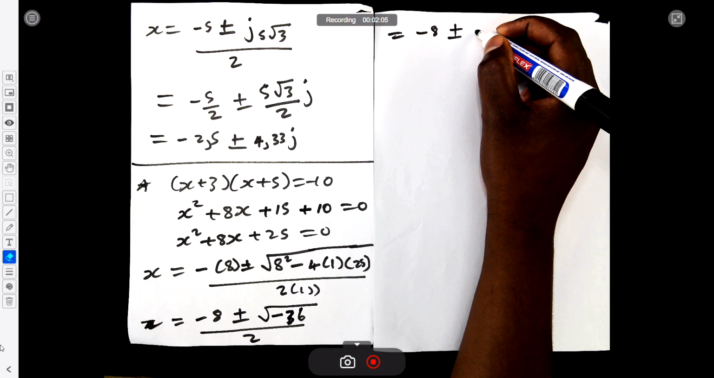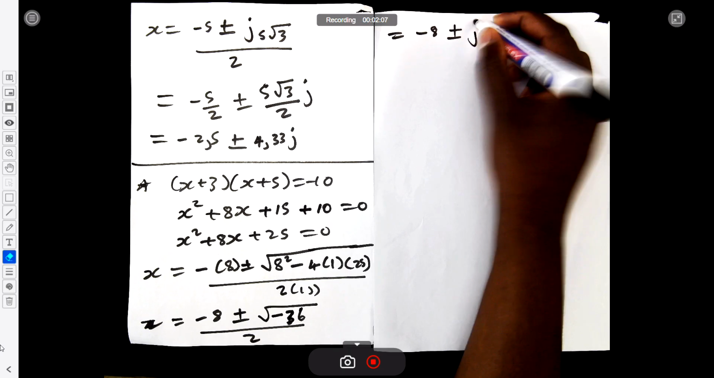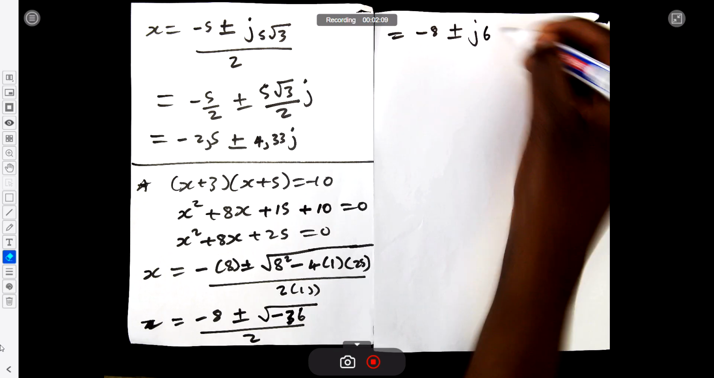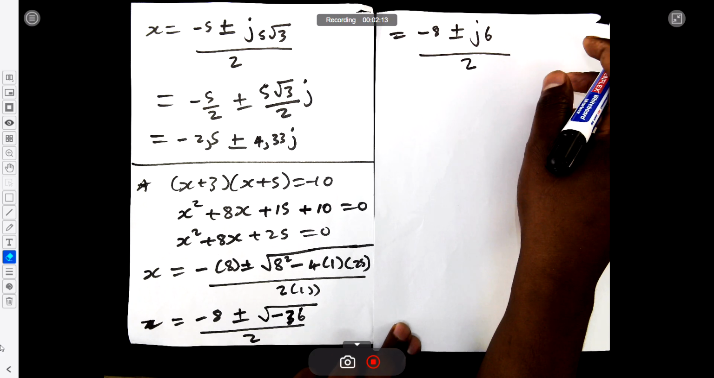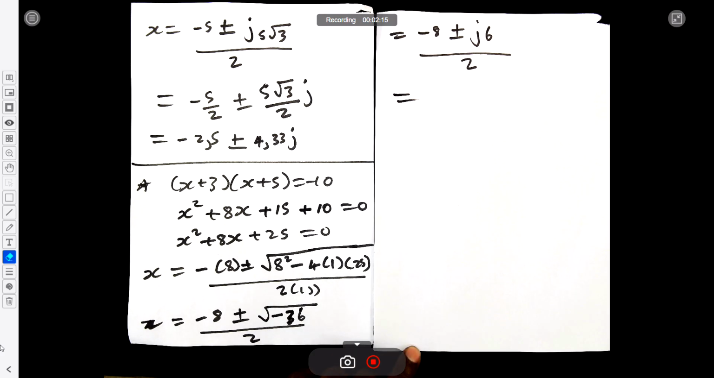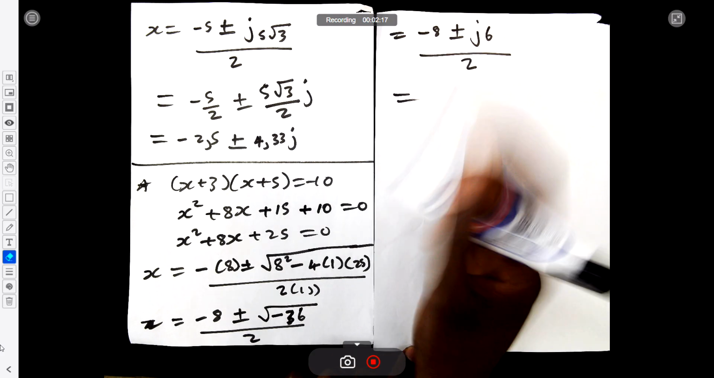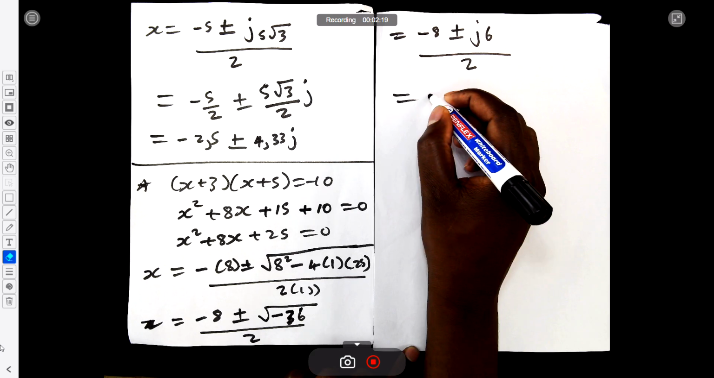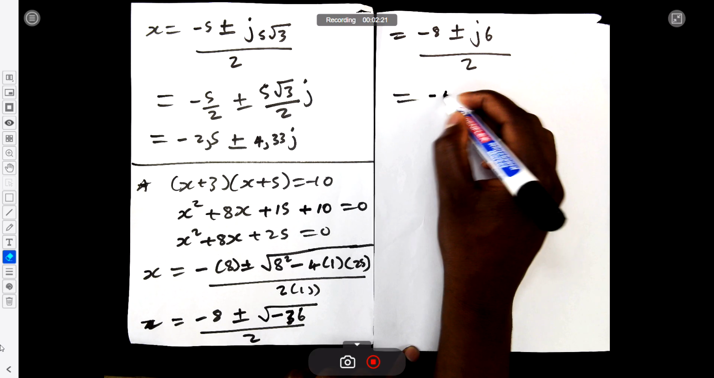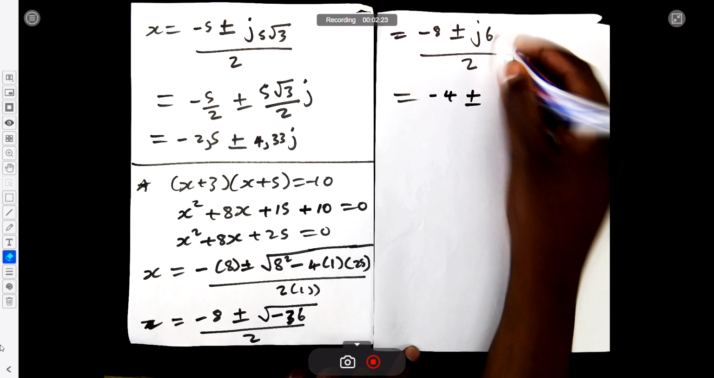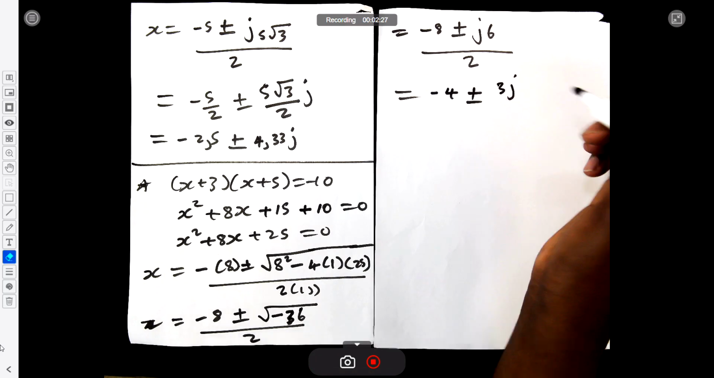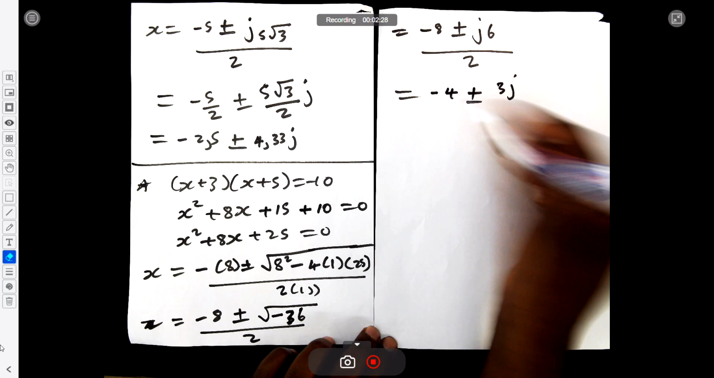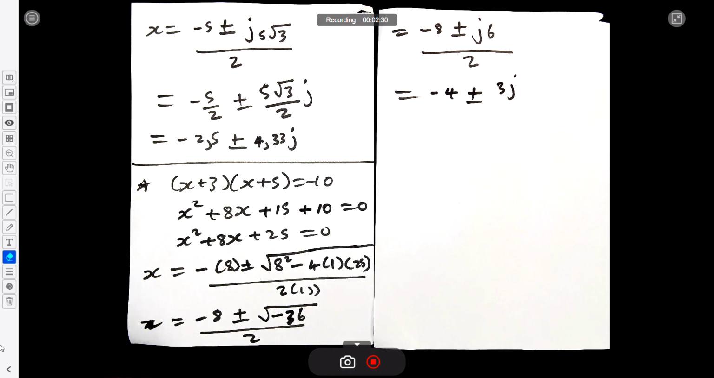So we know that the square root of -1 is j. The square root of 36 is 6. Therefore, divided by 2, the answer will be equal to -8 divided by 2, which is -4, plus or minus 6 divided by 2 is 3j. Therefore, that is the answer in rectangular form.